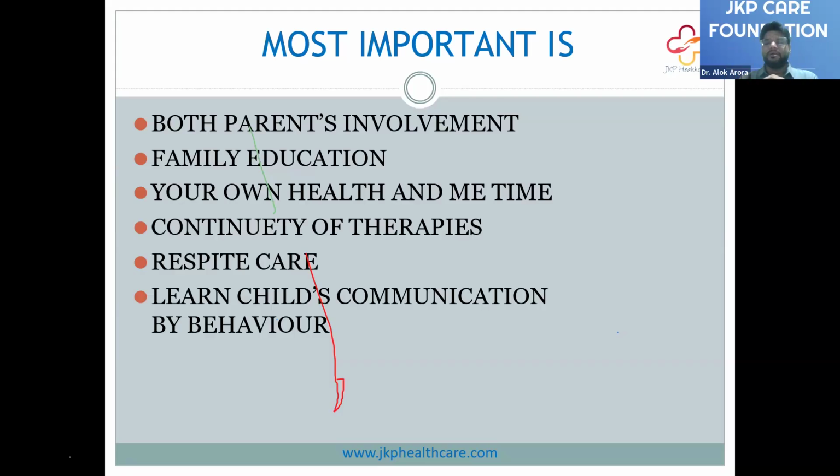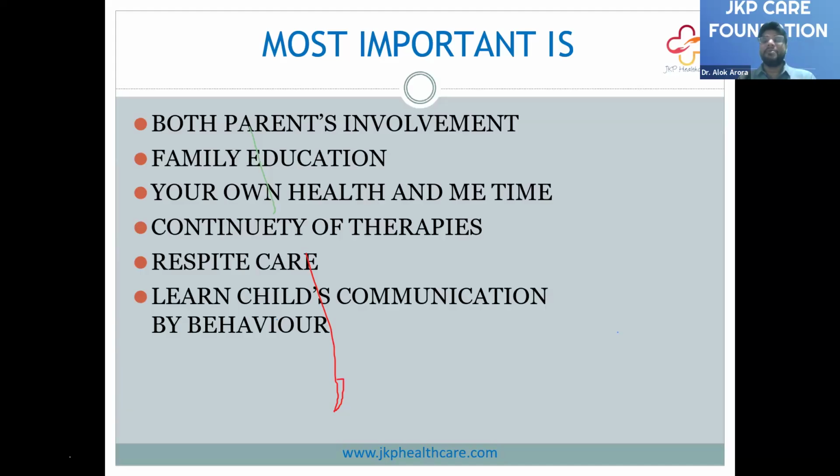All the time, the child is with mother or with father, and the father or mother is taking care of all the needs all the time. But once in a month, I suggest once in a fortnight, if not possible, then once in a month, the child should be taken care of by the grandparents or by a close relative, family friends, brother, sister, or anyone else whom you can trust the most.